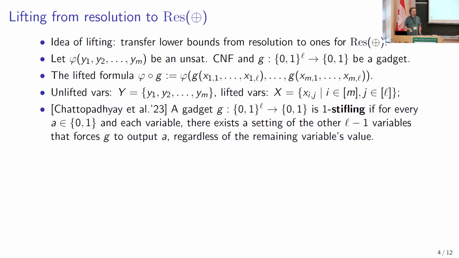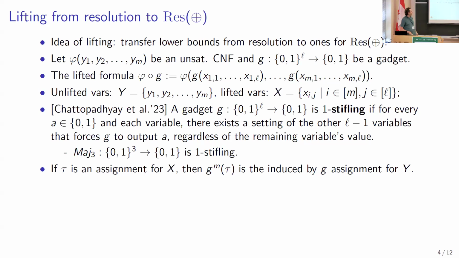By gadget in this talk we mean only stifling gadgets. For stifling gadgets, we can fix any value a, and for any chosen variable we can fix the values of the other variables so that the value of the gadget is a, regardless of the value of the chosen variable. You can imagine that the gadget is majority of 3. Of course, for majority of 3, we can fix the gadget by fixing any two variables.